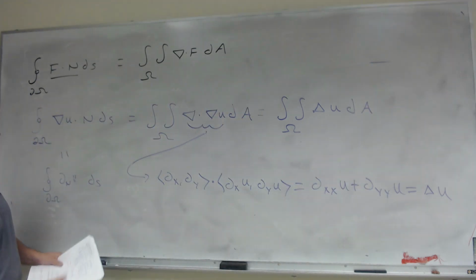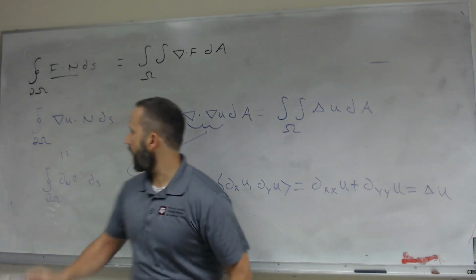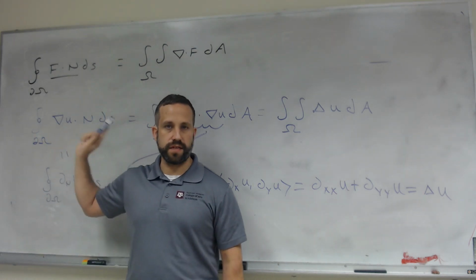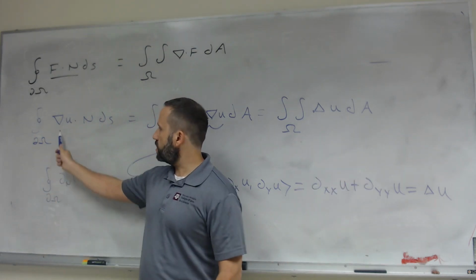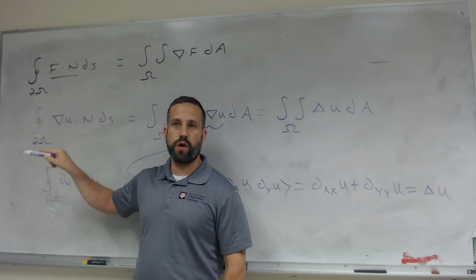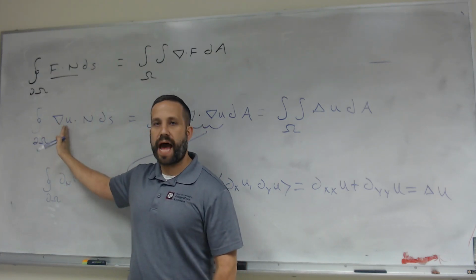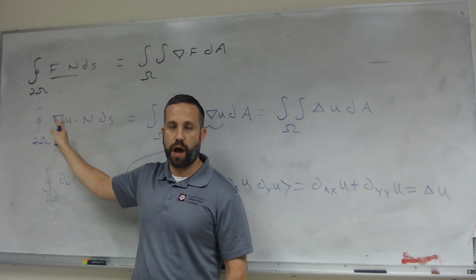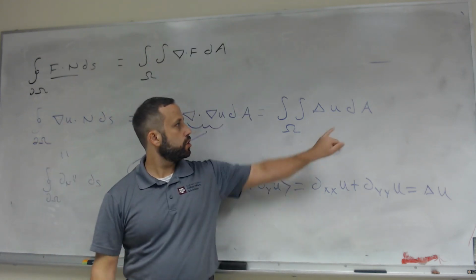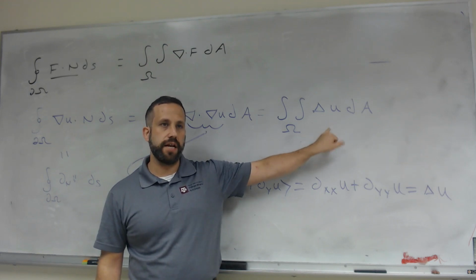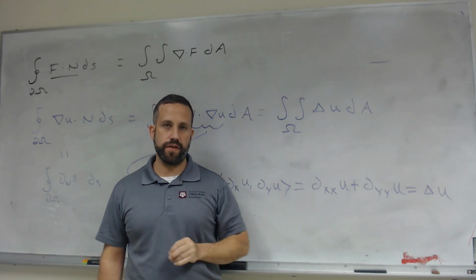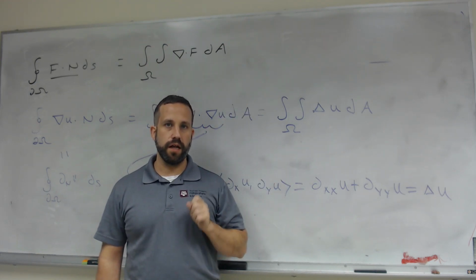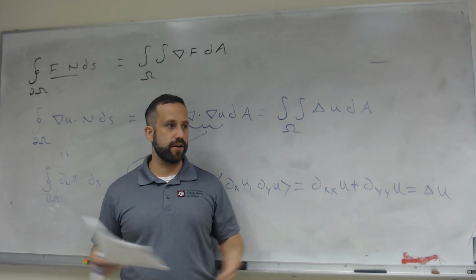Okay, so what this lets us do is it lets us connect the flux. So this is important. What this lets us do is it lets us connect the flux of u around the boundary, in other words, how much of u is flowing out of the boundary, to the Laplacian of u over the interior of the boundary. Okay, and this is going to be important later on as we do mathematical things.